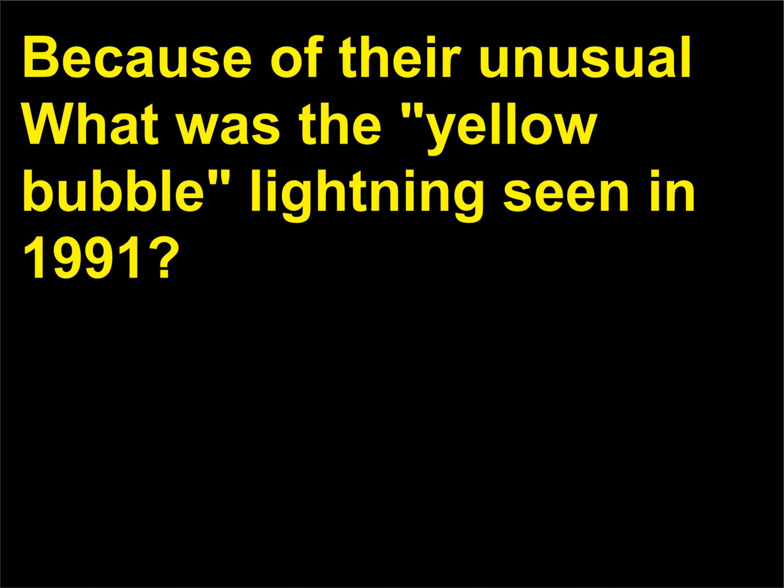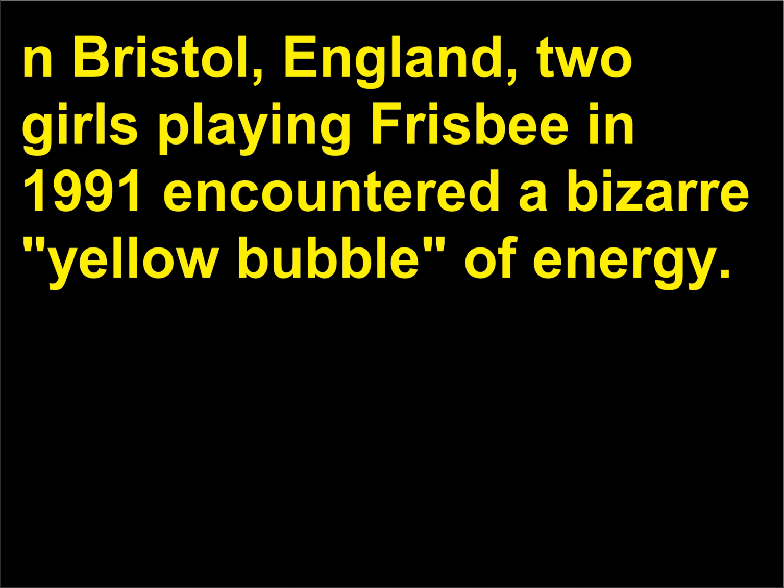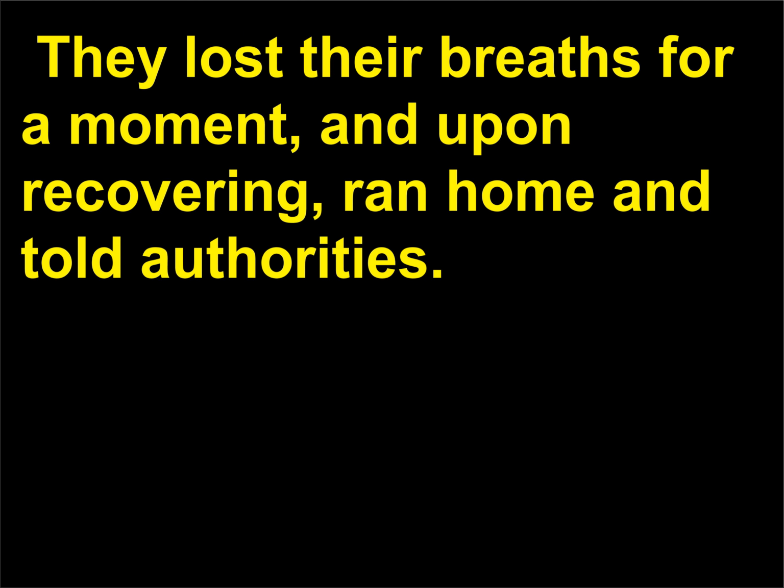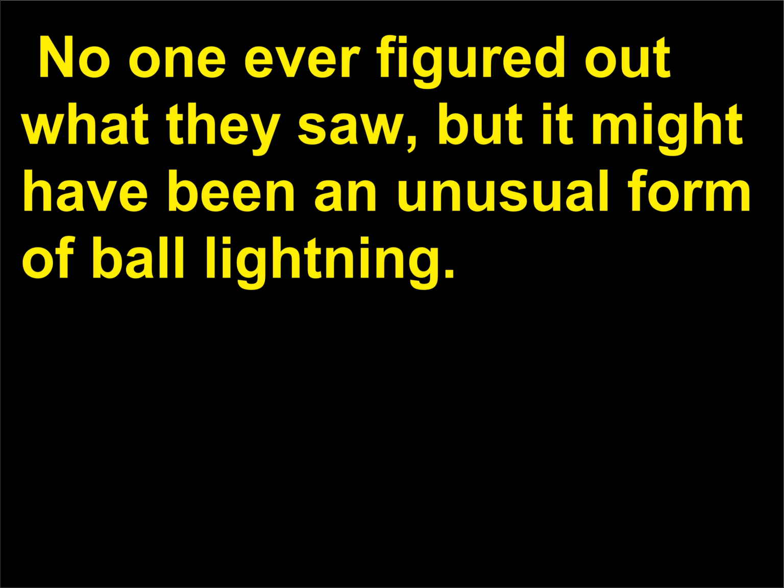What was the yellow bubble lightning seen in 1991? In Bristol, England, two girls playing frisbee in 1991 encountered a bizarre yellow bubble of energy. It came in contact with them, and both received what felt like an electric shock that threw them to the ground. They lost their breath for a moment, and upon recovering, ran home and told authorities. No one ever figured out what they saw, but it might have been an unusual form of ball lightning.